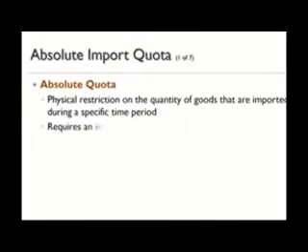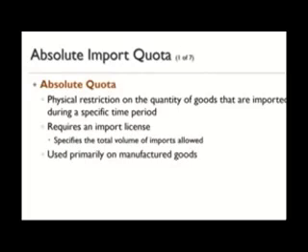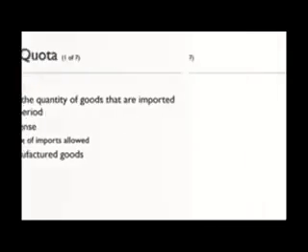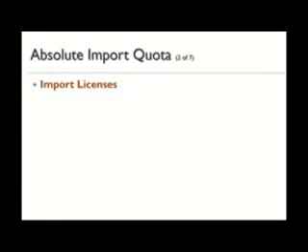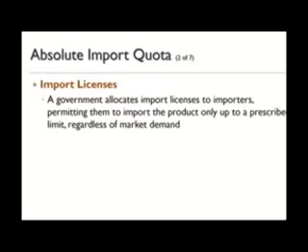An absolute import quota may be described as a quantity limit imposed by a country on the amount of specific goods imported during a period of time, generally within a year. Once the quota is met, no further considerations of domestic market demands are made. The quota limit is set, met, and not contemplated further. At least not until the next quota limit is set.